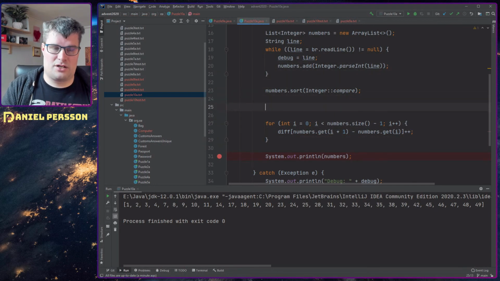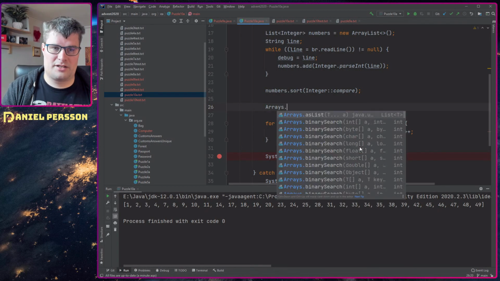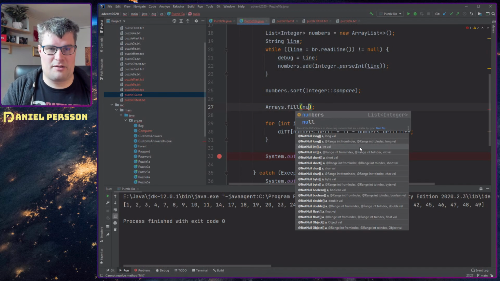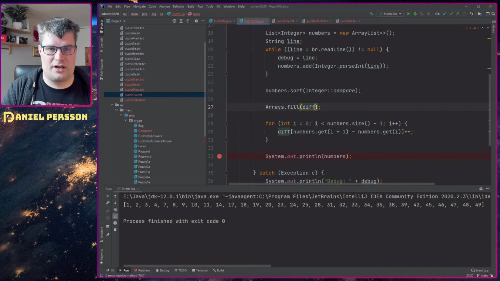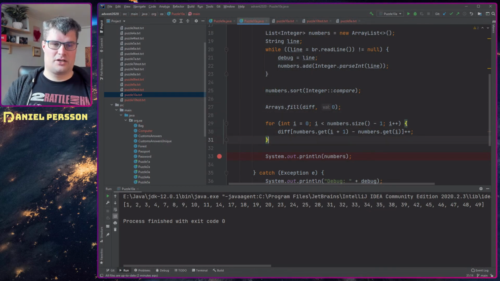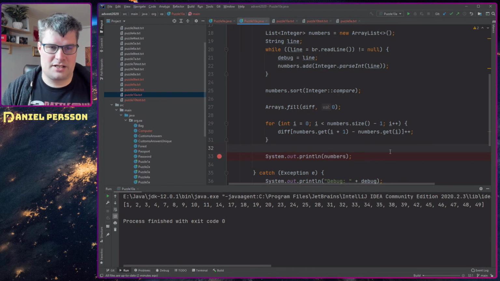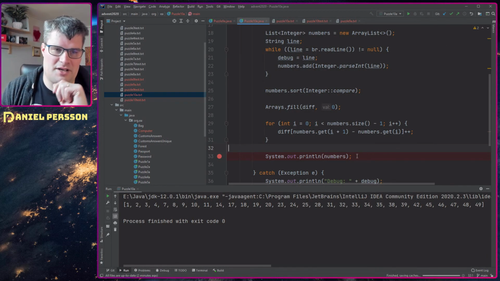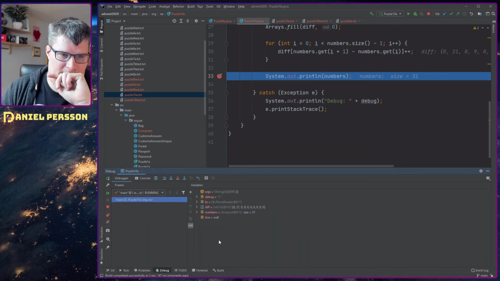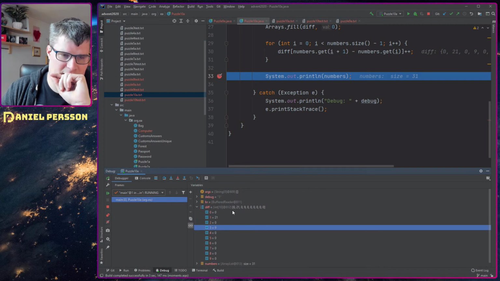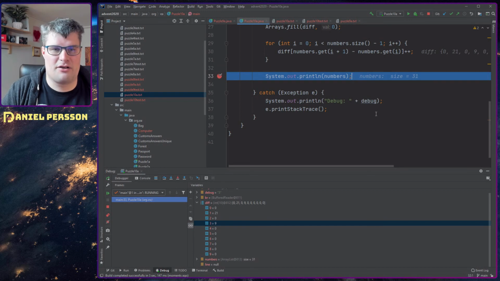Then we need to have Arrays.fill. So we take this int array that we have up here, diff, and fill that with zeros, so we are sure that we get zeros. And if we run this, we should have an array of differences here. So we have 21 ones and 9 threes and nothing else. So that looks very nice.